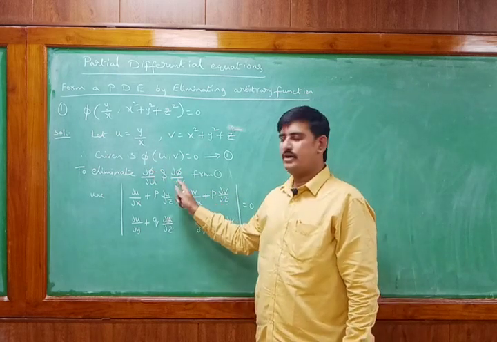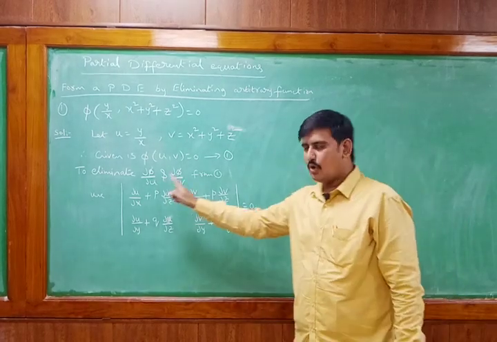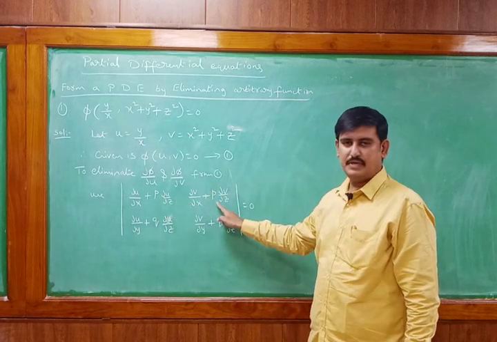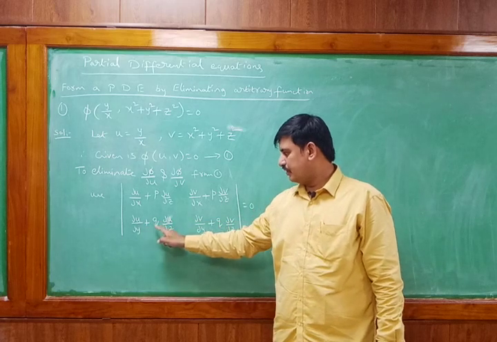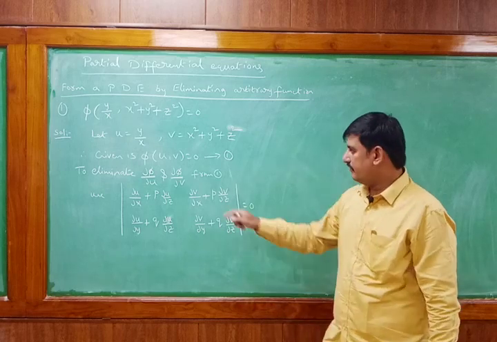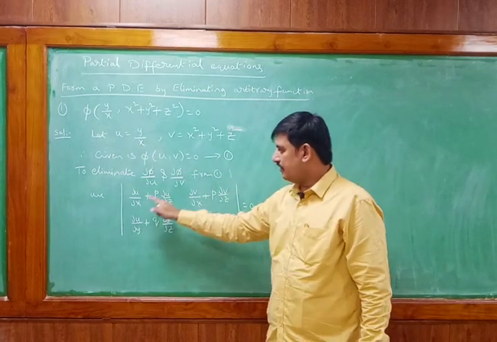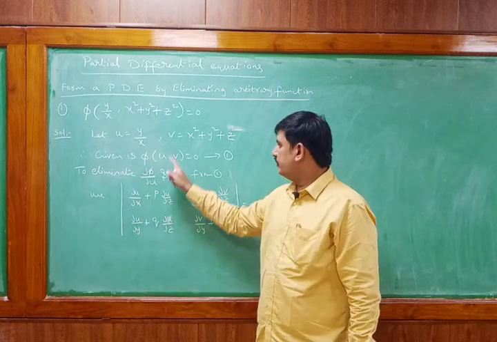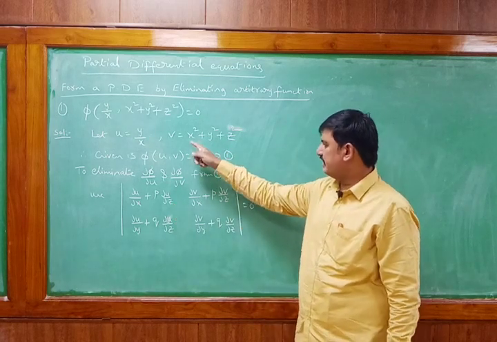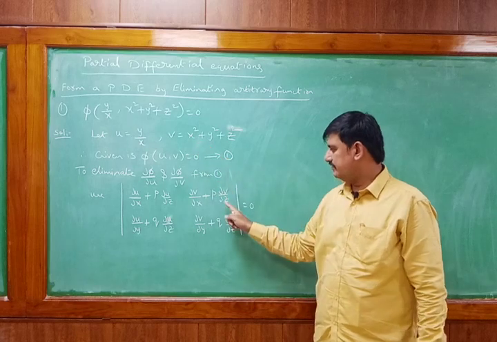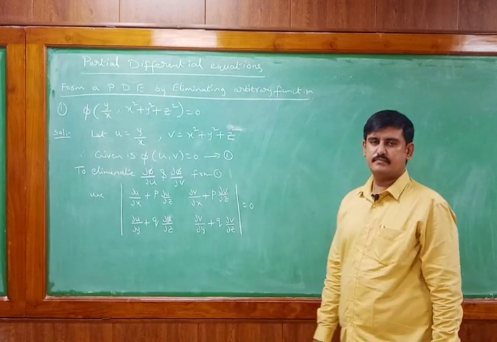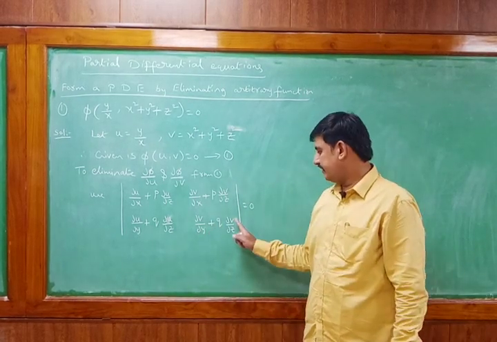To eliminate dou phi by dou u and dou phi by dou v, we have a formula: determinant of dou u by dou x plus p dou u by dou z, dou v by dou x plus p dou v by dou z, dou u by dou y plus q dou u by dou z, dou v by dou y plus q dou v by dou z. We have the u value and the v value. You need to differentiate u with respect to x and z, v with respect to x and z, and similarly with respect to y and z.